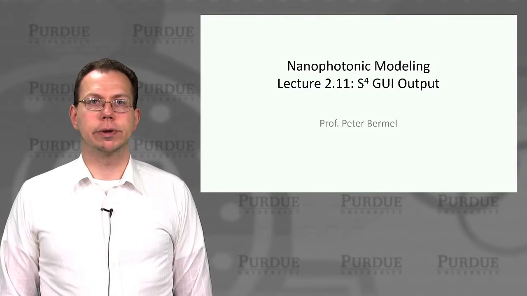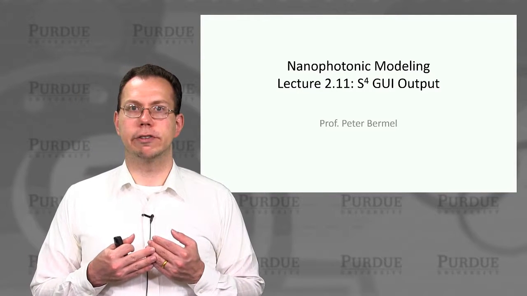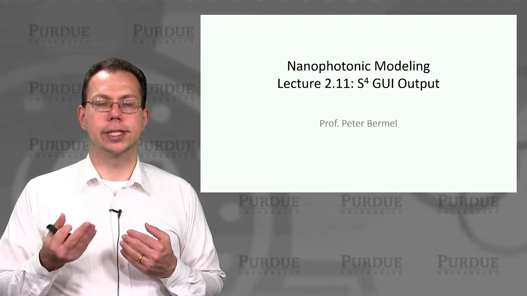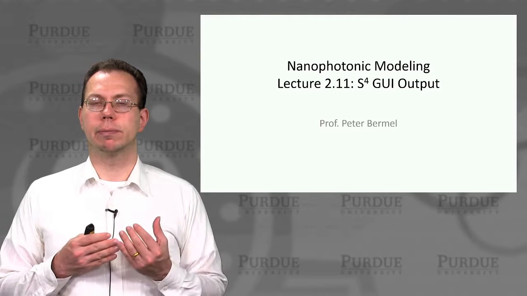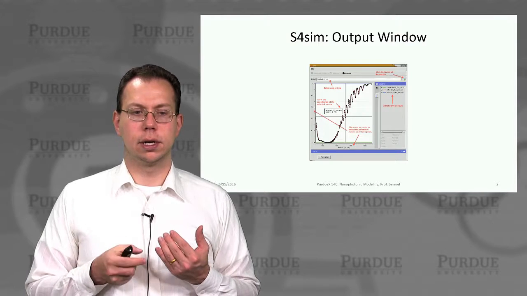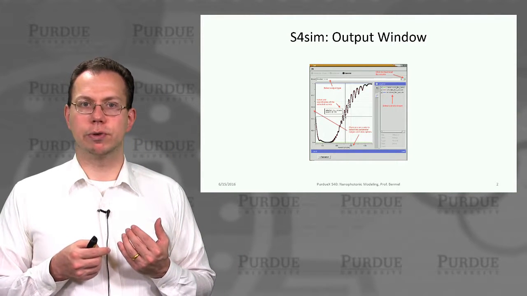In the last lecture we were talking about how to use the graphical user interface for S4, which is located on NanoHub, known as S4 Sim. And now we're actually going to say, based on the input parameters that we specified, what kind of outputs can we get? So here's an example of what the output window would look like.